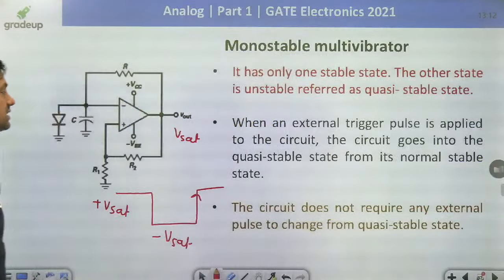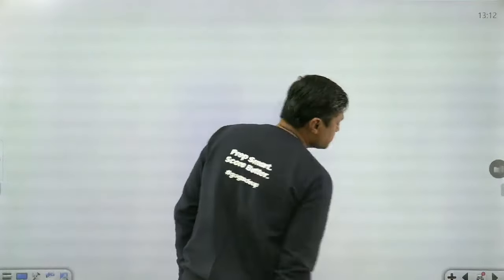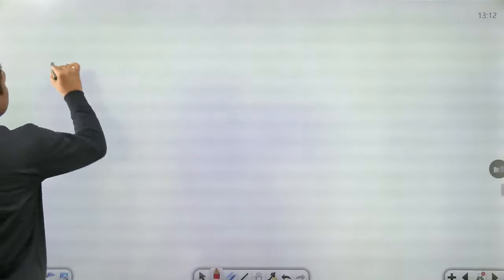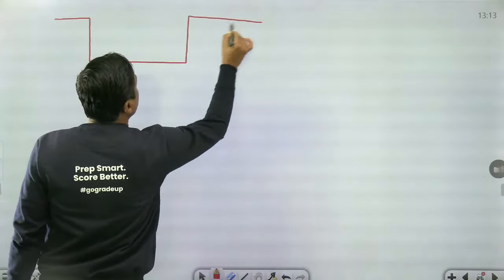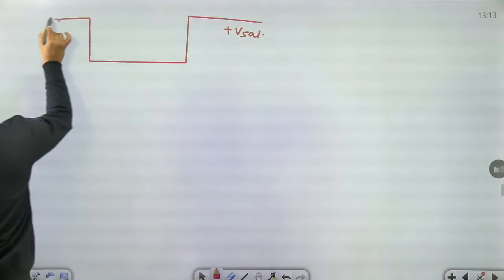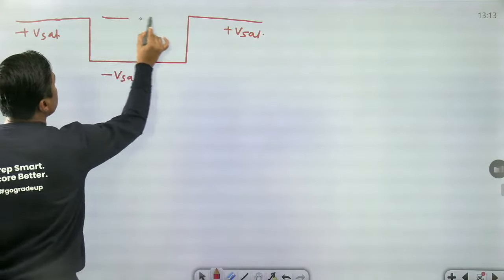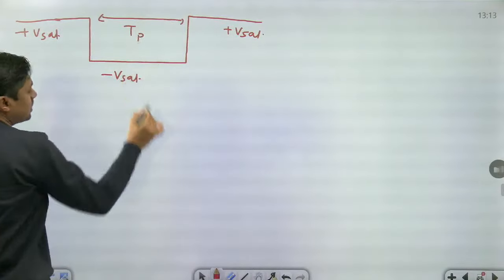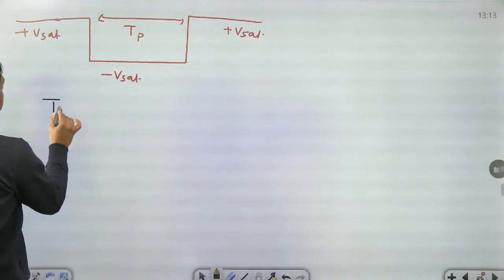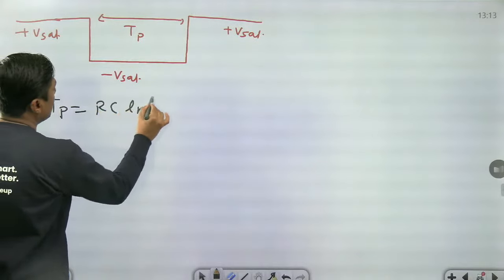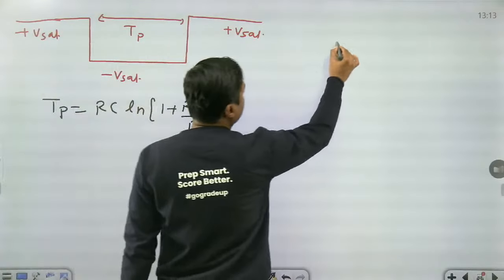Ajay Kumar asks: is 1.69 RC the answer for what? In the standard diagram it is not; it is a waveform. Right? Now, this is the pulse. Plus Vsat, and then it will go to minus Vsat. This is called pulse width T. So what is the pulse width TP here? Just I am giving you the formula. TP is equal to RC log of 1 plus R2 by R1. Right, and that will be the diagram.